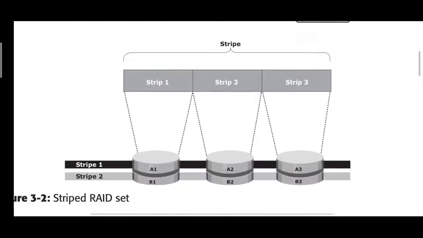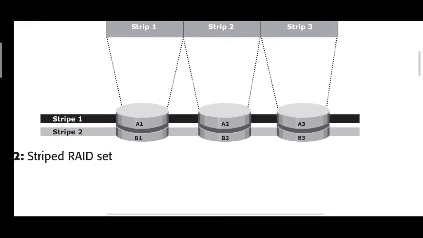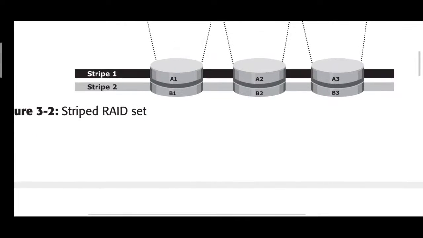See another version of the same diagram. A1, A2, A3 are the divisions of data A. They are stored at 3 different locations. Similarly, stripe 2 stands for a different data set. Data unit B is divided into 3 parts, B1, B2 as well as B3. That is what striping is.